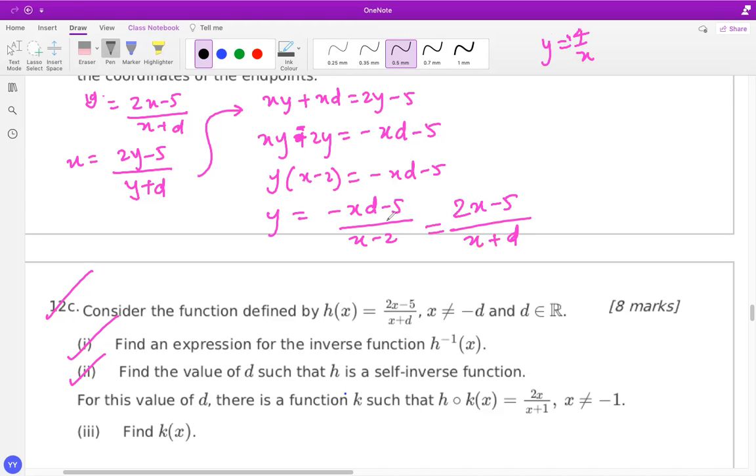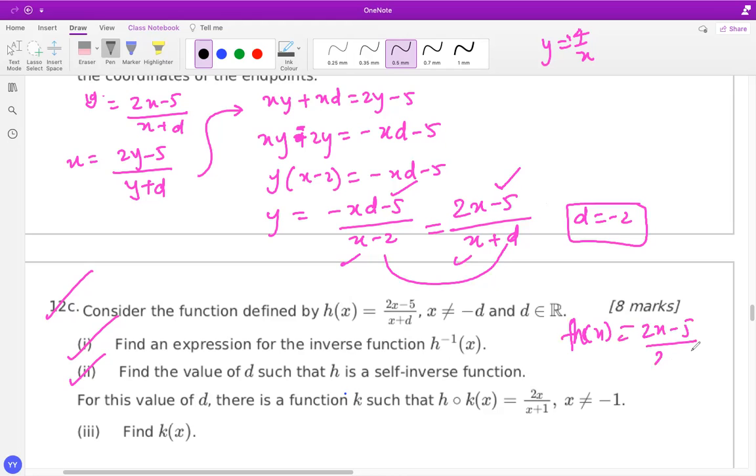So you can see here, some of you would have opened the bracket and cross multiplied, and you don't need to do that. You just need to take the comparison. Here you got minus 5, here you got minus 5, here you got x, here you got x. Comparing, straight away d is minus 2. Once you got d as minus 2, your function now becomes h of x is 2x minus 5 upon x minus 2. Okay, so that is the function.